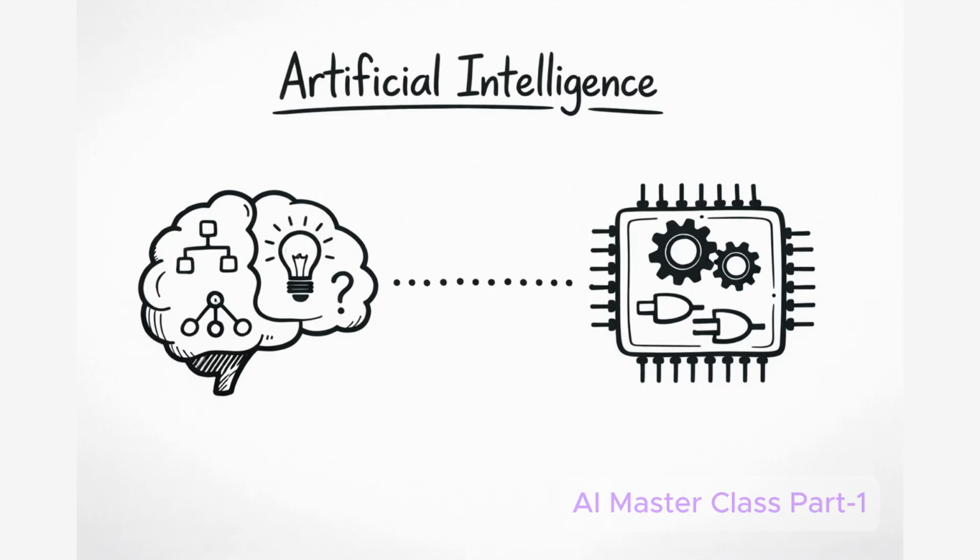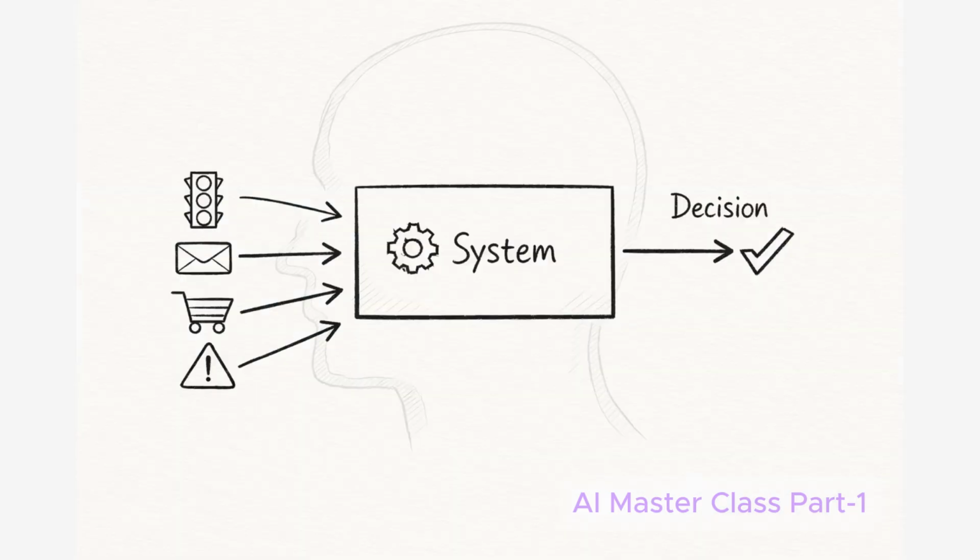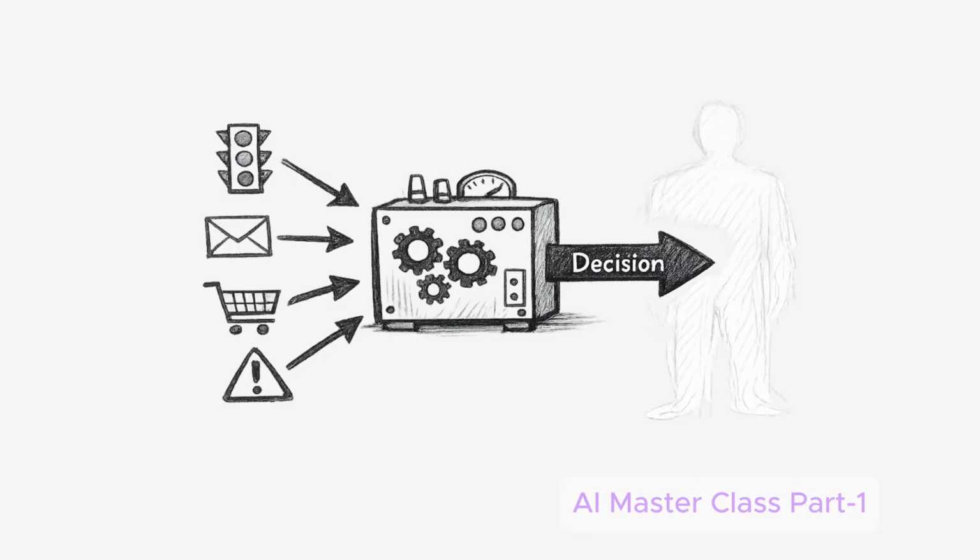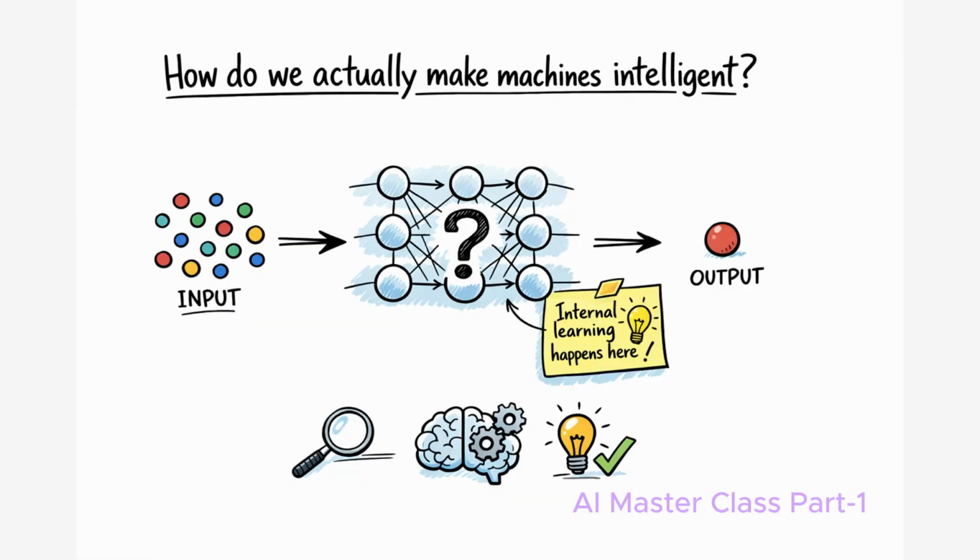Now, we have already learned what artificial intelligence is at a very high level. The main goal of artificial intelligence is to make machines capable of taking complex decisions, the kind of decisions that normally require human intelligence and understanding. Now, the obvious question is, how do we actually make machines intelligent?